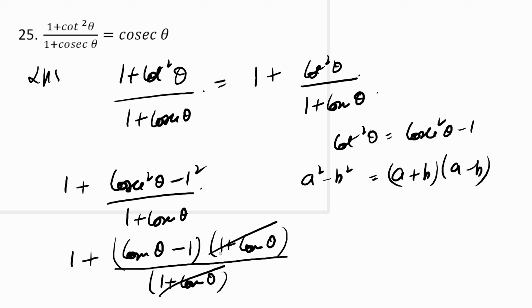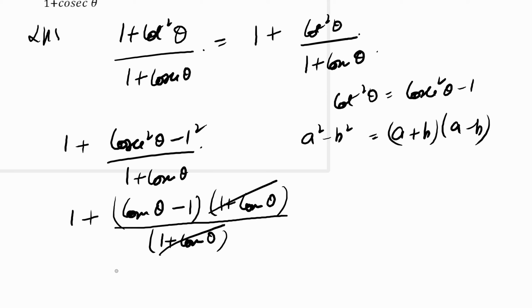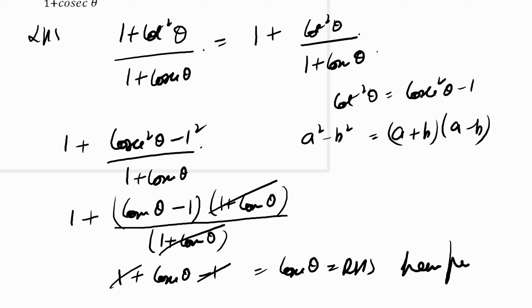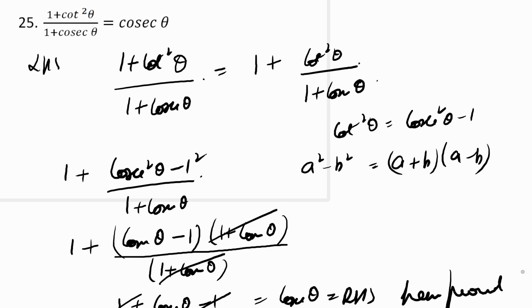This and this will cancel out. So I will be left with 1 plus cosec theta minus 1. This and this will cancel out. This will become cosec theta. This will be the right hand side. Hence proved. Students, I hope you practiced along.